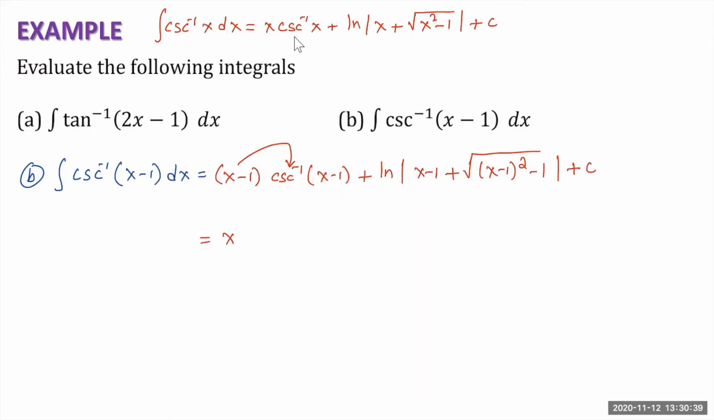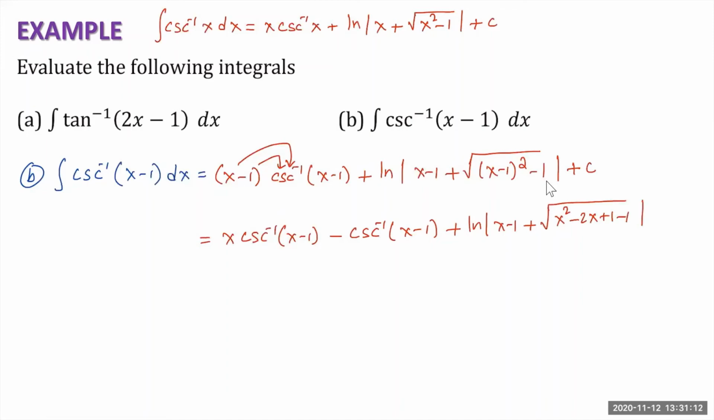So it becomes x times cosecant inverse x minus 1. And then negative 1 multiplied to that, it will be negative cosecant inverse x minus 1. Then plus the natural log of x minus 1 plus the square root of, we are going to FOIL this, x minus 1 times x minus 1 is x squared minus 2x plus 1. And at the end, you can see there is a minus 1. This is inside the square root plus c.